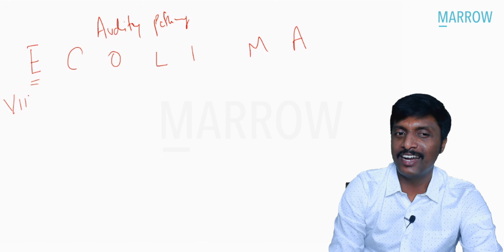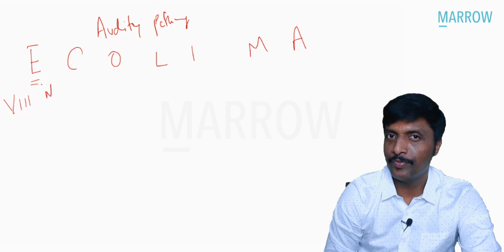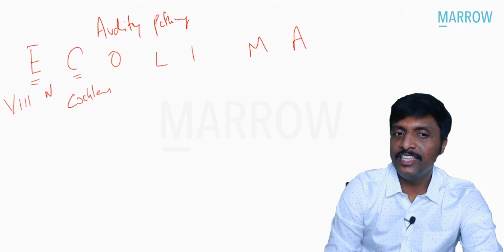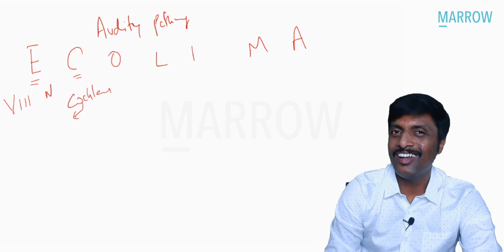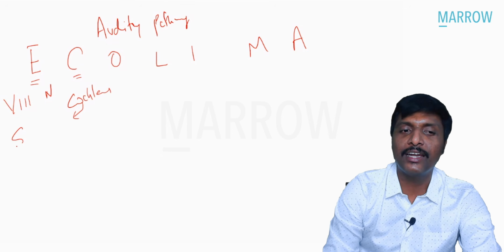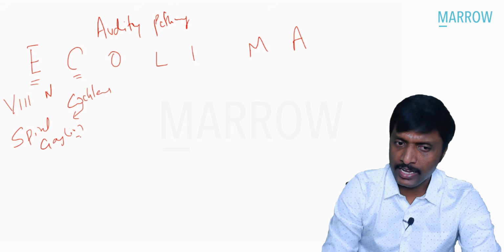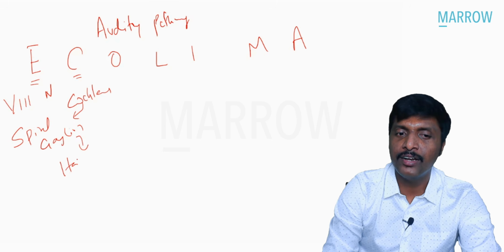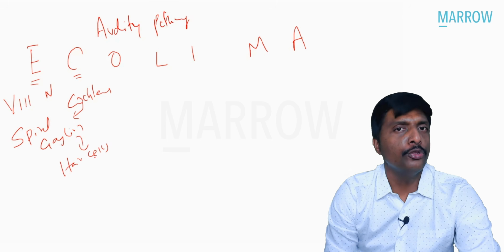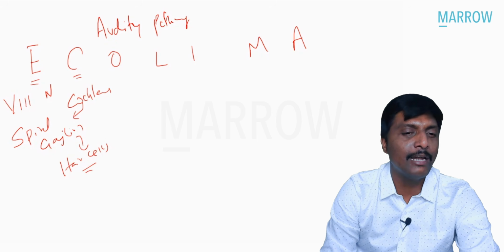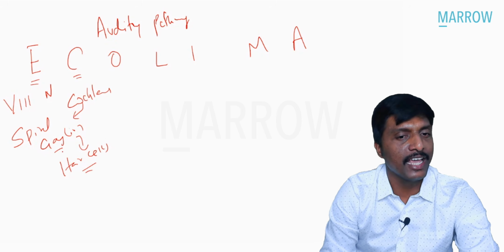E is our eighth nerve. Particularly C stands for the cochlear division. The cell bodies of the cochlear division are located in the spiral ganglion. This spiral ganglion is going to innervate our hair cells. Those neurons that innervate our hair cells have their cell bodies in the spiral ganglion.